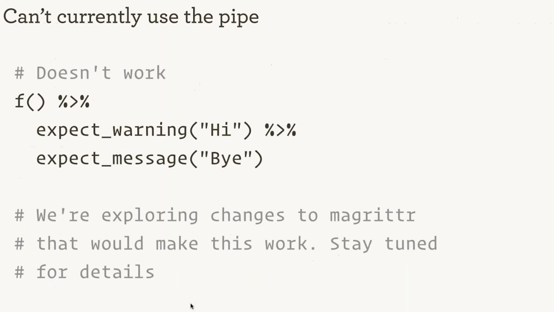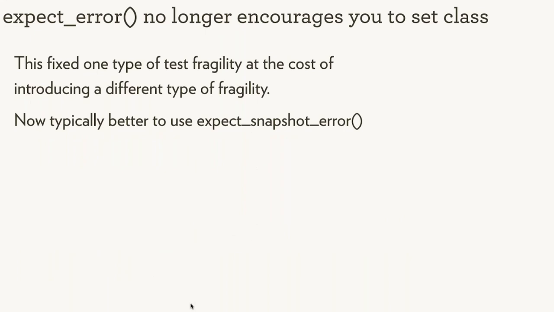And the last thing is, if you've ever used expect error and it gives you this message to set the class, we no longer encourage you to do that. It kind of fixed one type of test fragility, at the cost of introducing a different type of fragility. So now you're better off just using expect snapshot error if you want to check that a specific error occurs, because that just gives you a bunch of nice features for managing the change over time.